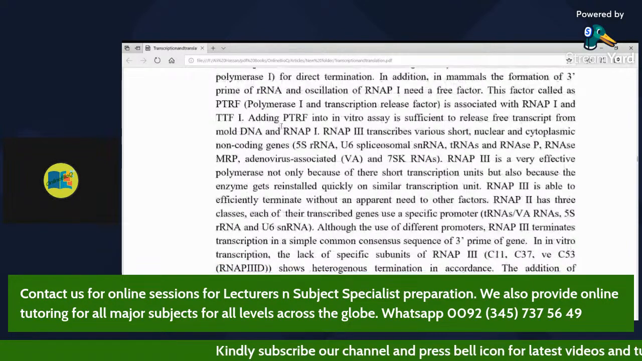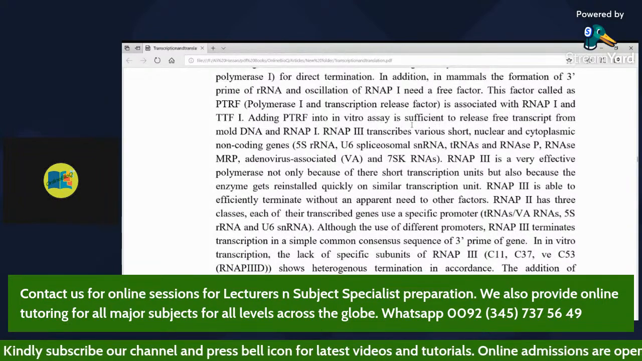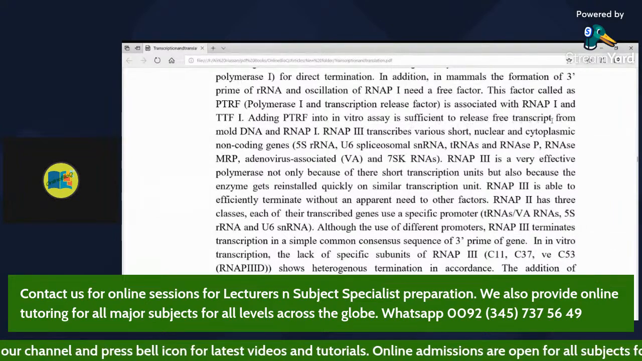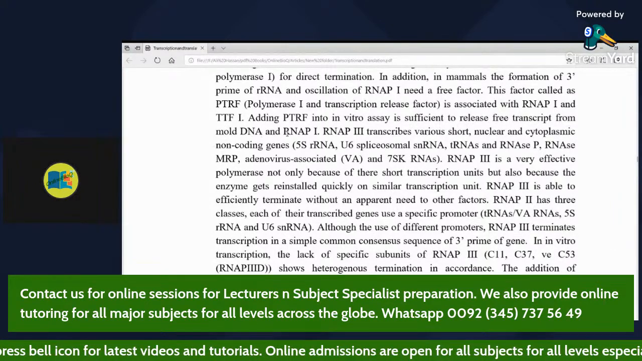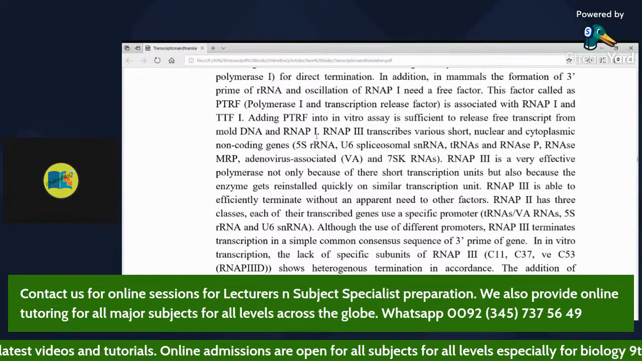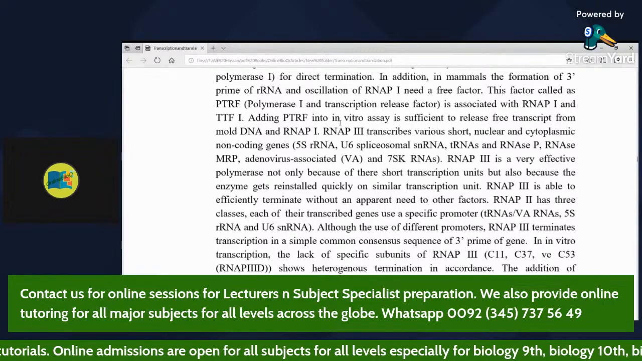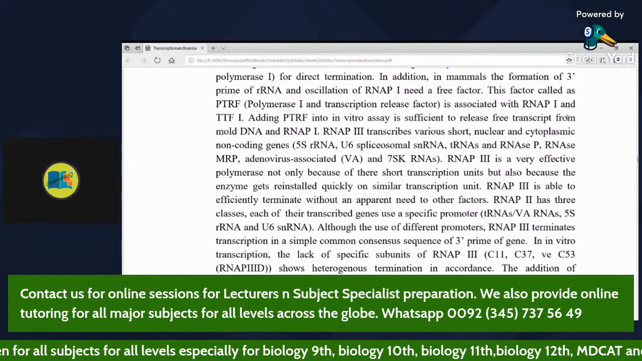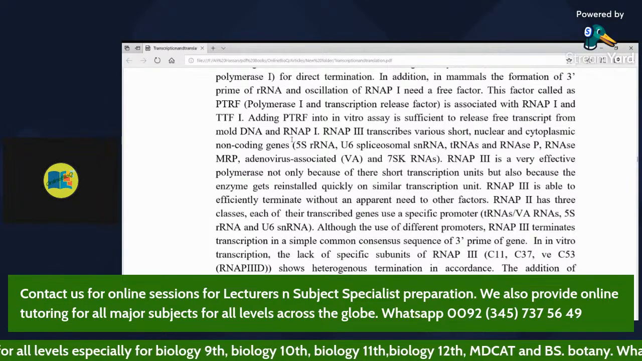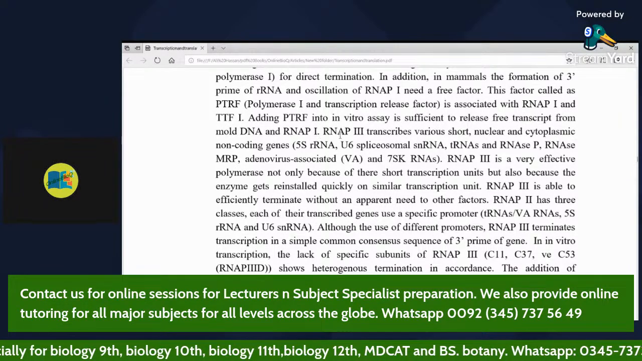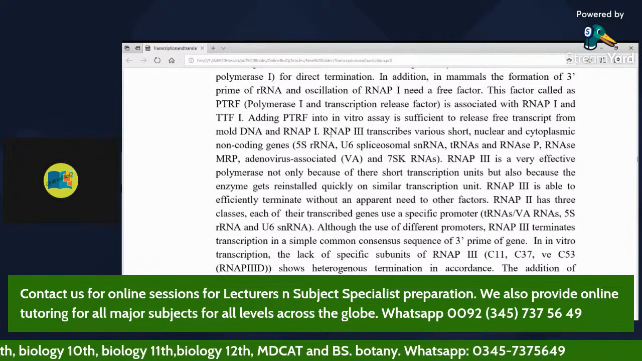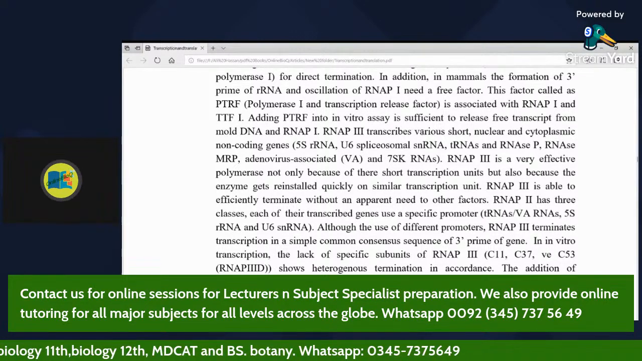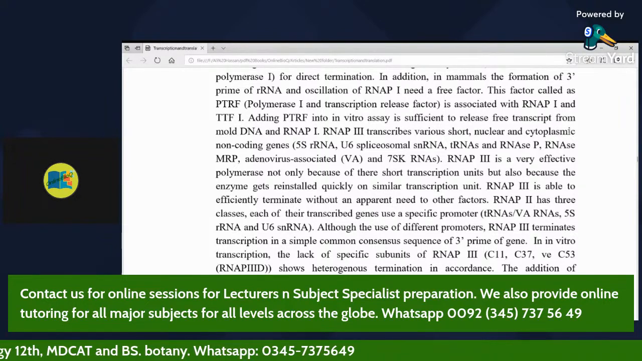Adding PTRF into an in vitro assay is sufficient to release free transcript from the DNA and RNAP1. RNAP3 transcribes various short nuclear and cytoplasmic non-coding genes.